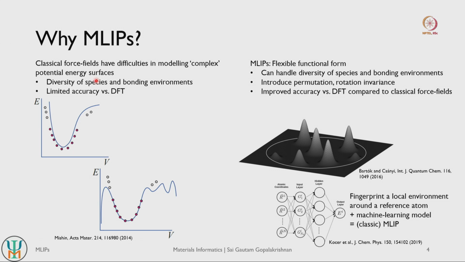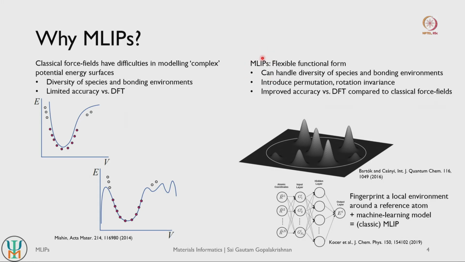So let us say you fit a classical force field for a bare copper surface. That force field may or may not work when you have a copper surface with an adsorbate. The adsorbate can be a carbon dioxide molecule or an oxygen molecule and so on. So just by adding another species you can break how well the interatomic potential actually works. So classical force fields have several limitations, both mathematical as well as physical.